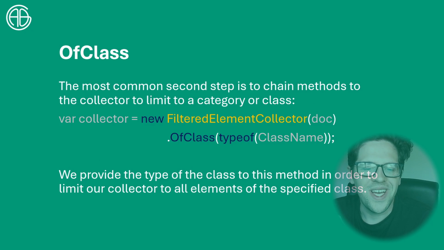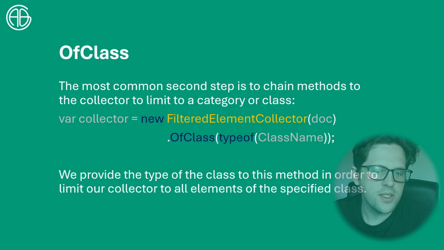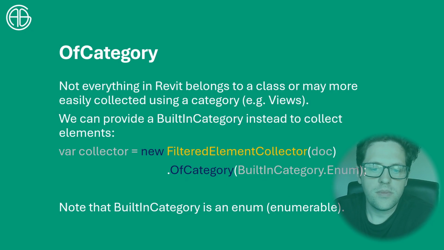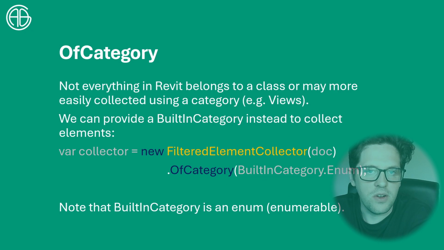Once we have a filtered element collector, we're going to need to start specifying what we want it to do. A really common method that you'll chain on next will be OfClass. In the context of C#, you will need to say typeof and then provide the class name as it reads in the Revit API. For example, if you want the wall class, you would say OfClass(typeof(Wall)). And this will get all elements and element types of the given class, if it has any, for the next step of your collector. We can also ask for elements of category.